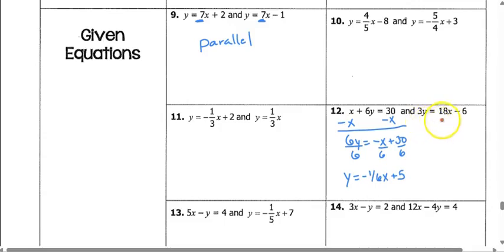And then I'm going to do the same thing over here. This one, at least the x is already moved. I just have to divide everything by 3. So now I get y equals 18 divided by 3 is 6x minus 2. Okay, negative 1/6, this would be 6/1. Those are negative reciprocals, so these two lines are perpendicular.